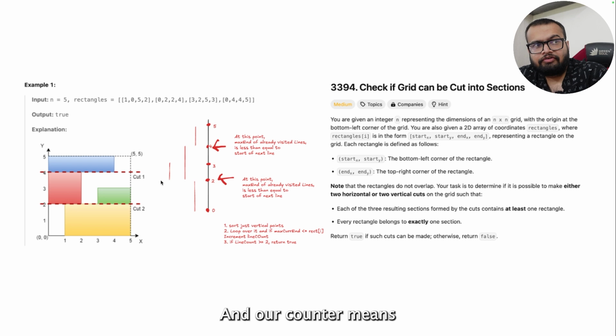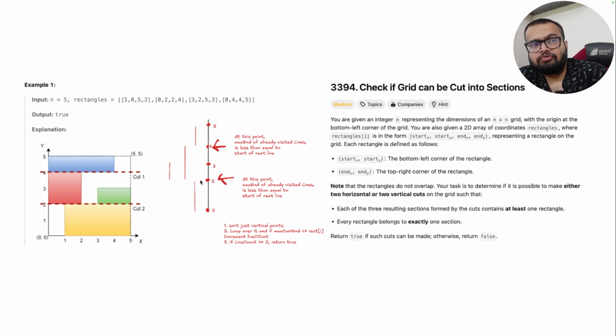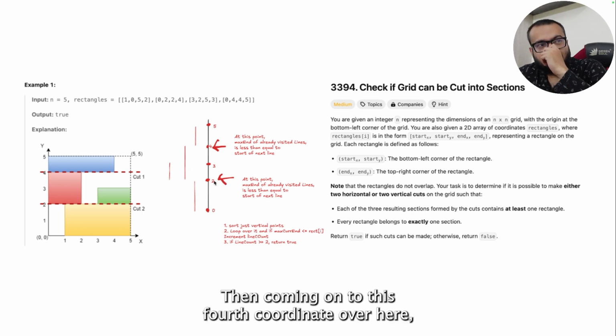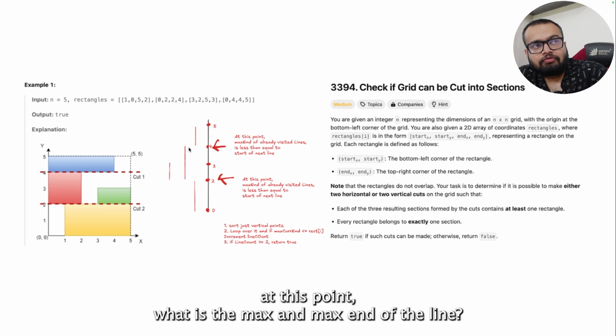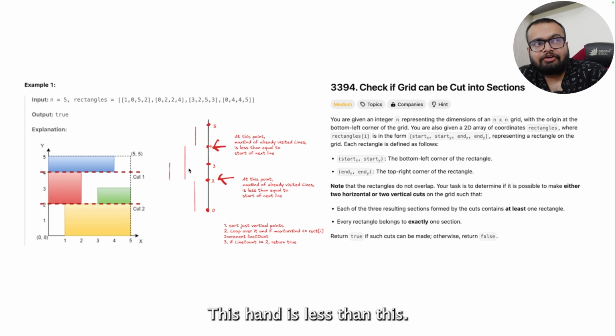Incrementing our counter means we will maintain a line counter which is initialized to 0. We will increment it, that is, we can have one line over here. Then coming on to this fourth coordinate over here, again at this point what is the max end? The max end of the line is this, because this end is less than this end, and this end is less than this end, so this is the maximum end.